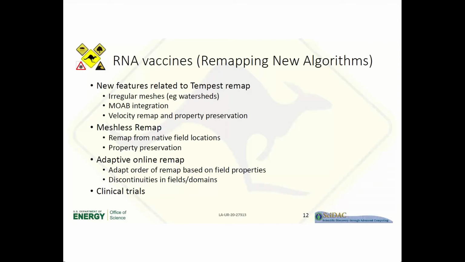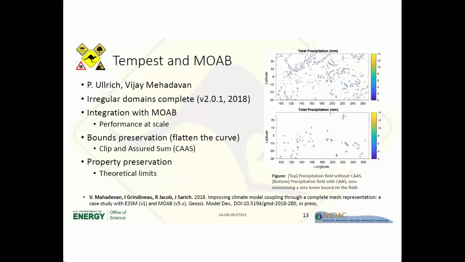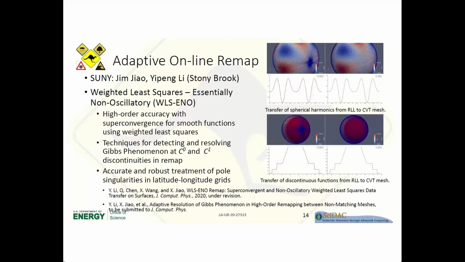Okay, so now I'm going to switch to algorithms. I won't spend a whole lot of time here on the remapping. VJ already talked about the Tempest and MOAB efforts, so I won't say much here other than we do support bounds preservation now. VJ also mentioned a couple of new remapping schemes that we're also trying out.